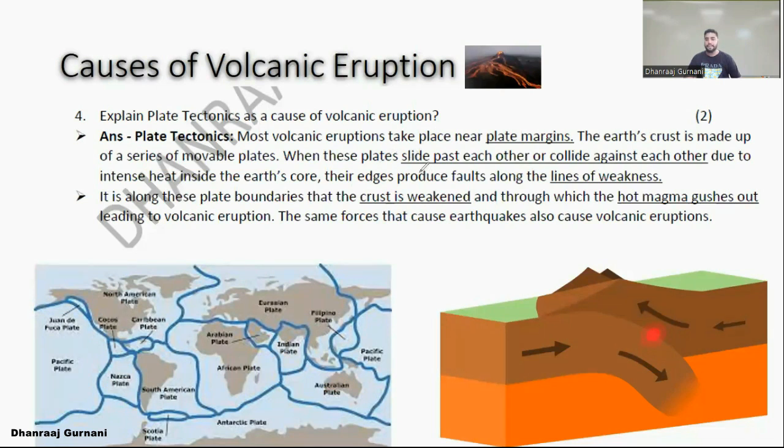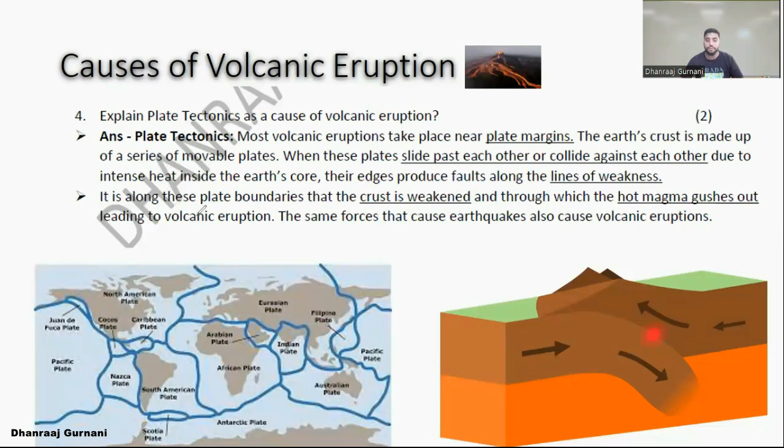It says when these plates slide past each other or collide against each other, due to intense heat which is already inside the Earth's core, there are edges. These edges will produce faults along the line of weakness. Faults are also known as cracks. These edges will produce cracks along the line of weakness. Here is an example. Here there will be a crack, due to sliding past each other or colliding of the two movable plates because there is intense heat already inside the earth.